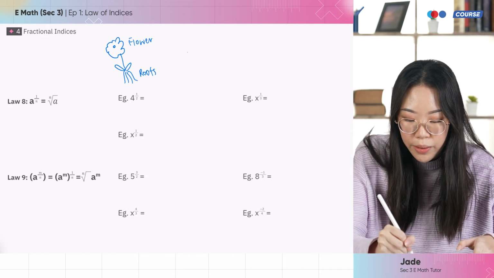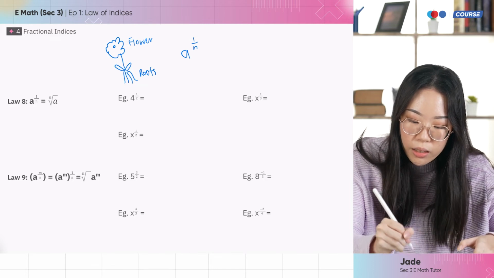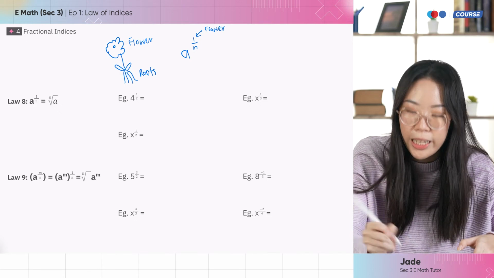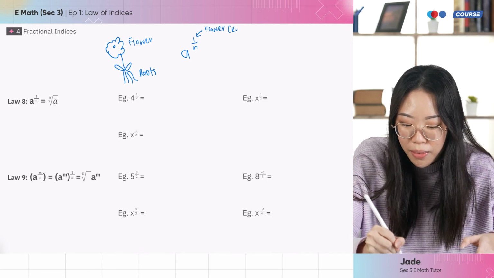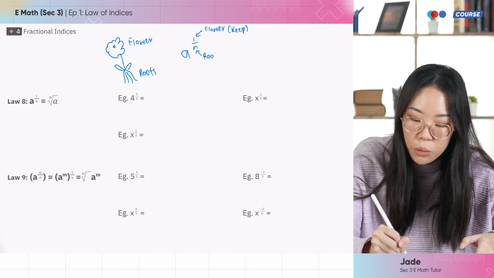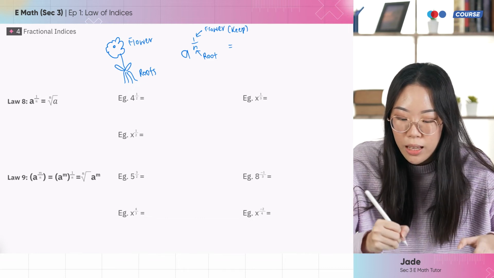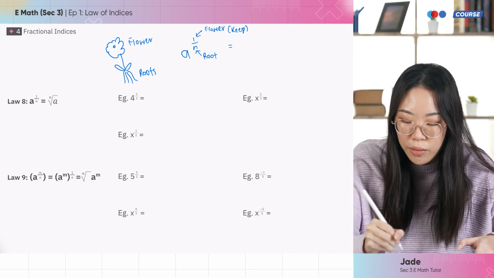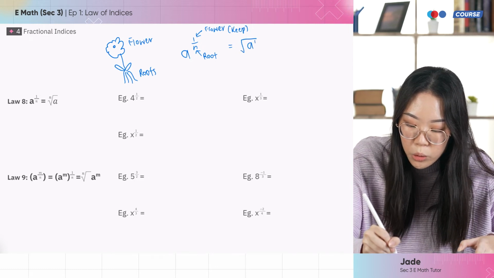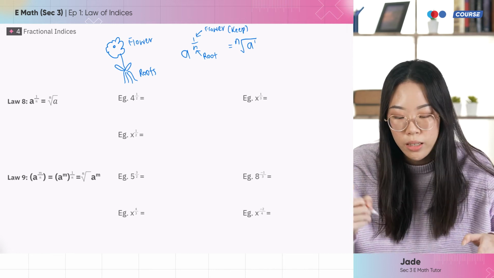Okay, so we will have a base and a fractional index. Here, we can think of the numerator as a flower, and flowers are pretty, so we want to keep them. For the denominator, they can be seen as the roots. So what this means is that when we have a to the power of 1 over n, we want to keep the numerator and root the denominator. This will give us the nth root of a.